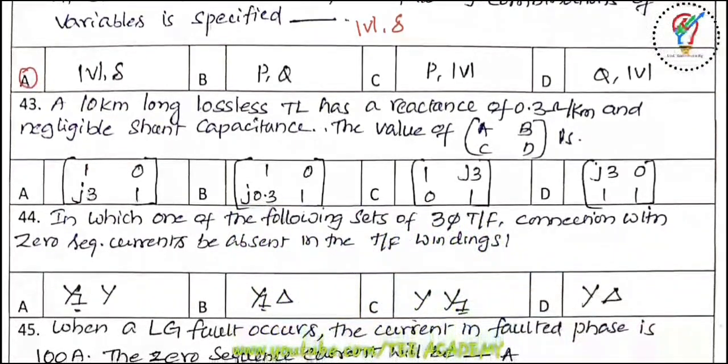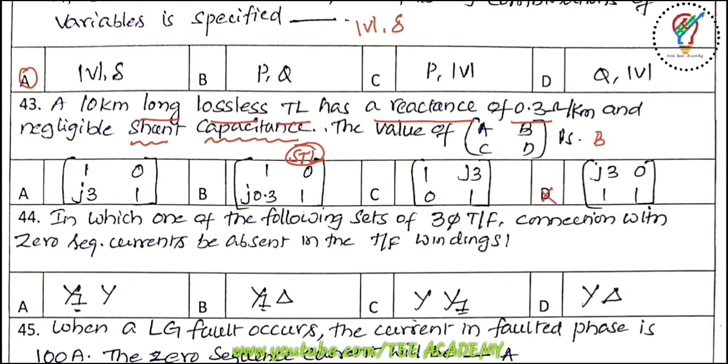Next one. A 10-kilometer long lossless transmission line has a reactance of 0.3 ohms per kilometer. Okay, they gave a reactance here. Okay, and negligible shunt capacitance. That means if they say negligible shunt capacitance, you can say it is an STL, that is short transmission line, and the value of ABCD. Already we studied that A value will be 1. So among the options you can see, you can eliminate the D option. Why? Because A is always 1.